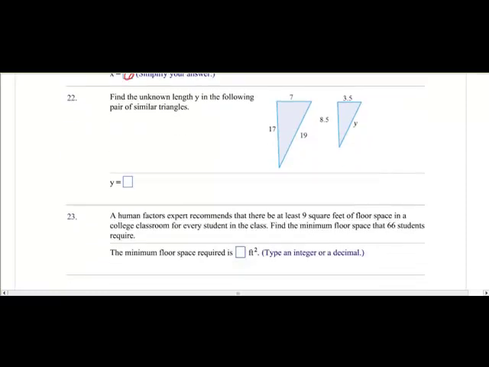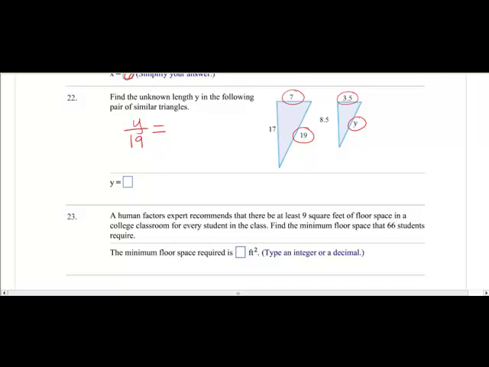22, a bunch of people got this wrong. I'm not sure if you just set it up incorrectly or if you multiplied wrong, but let's see. I have a y here. The corresponding side is 19. Okay, so I could say y over 19 is equal to, if these triangles are similar, well, pick either of the other two pairs of sides. It's got to be in the same ratio. So let's say I pick the top side up here. This is 3.5. Well, then the corresponding side is 7.